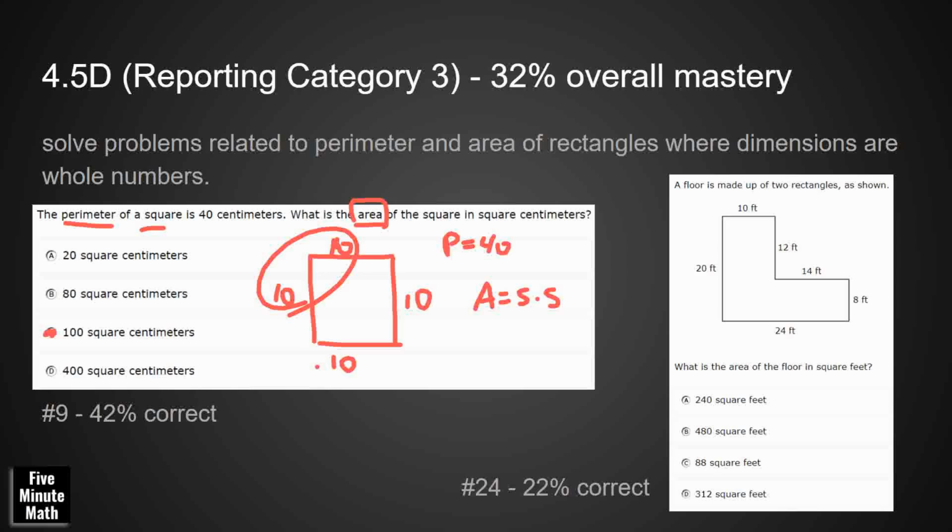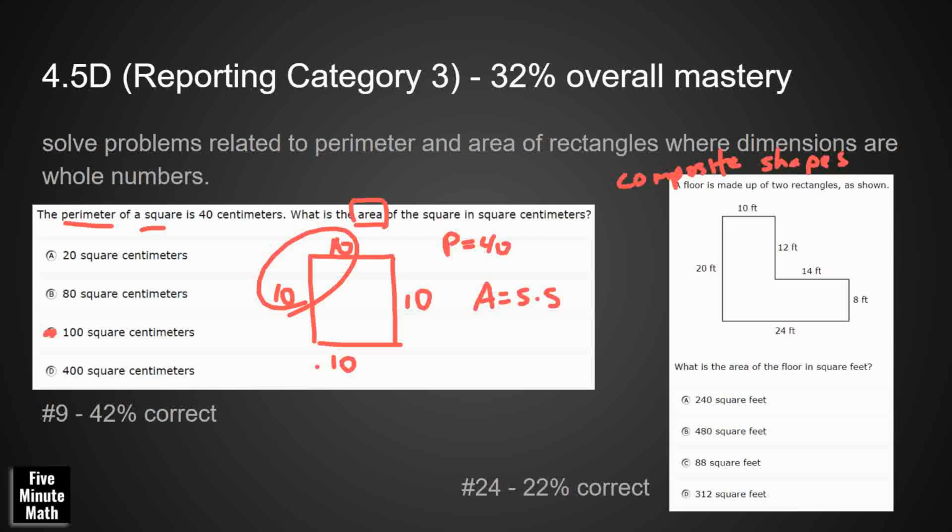Now, number 24 seemed to be a lot more difficult for our students. We need to find the area of the floor in square feet. This is a composite shape. Composite shapes actually don't show up in fourth grade standards. They show up in third grade standards. Since they're from previous grade levels, they're open for assessors to use to assess our students.